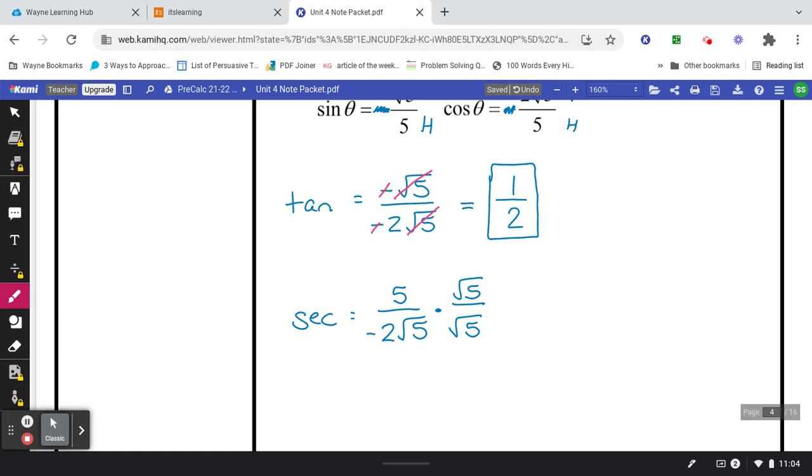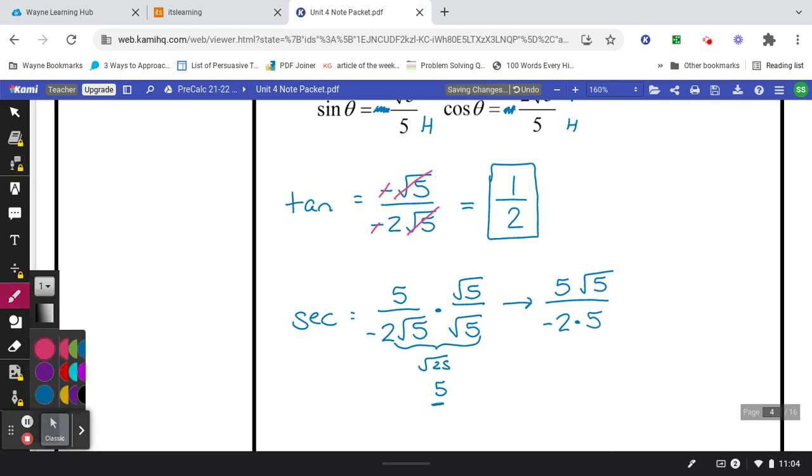And then what happens here is this square root of 5 and that square root of 5 come together to make square root of 25, which then when I square root it gets me a regular 5. So now what I have, at the top I have a 5, radical 5, and in the denominator I have negative 2 and a regular 5, that 5 right there. So now what you can do is you can cross cancel the 5 and the 5 out, which leaves you a final answer of square root of 5 over negative 2.